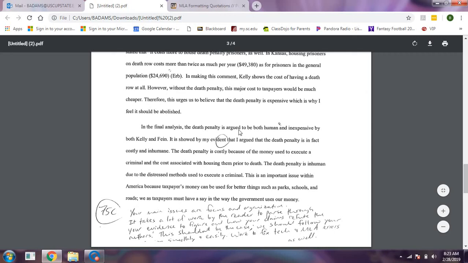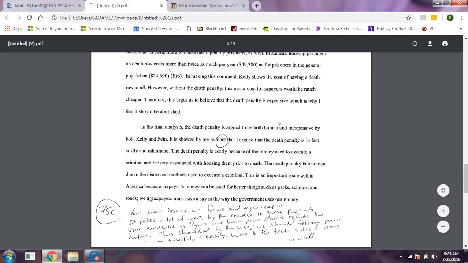In the final analysis, the death penalty is argued to be both humane, not human, and inexpensive by both Kelly and Fine. It is shown by my evidence that I argued that the death penalty is in fact costly and inhumane. Again, sloppy errors like this, so easy to catch. Don't let them walk out with errors like this. The death penalty is costly because of the money used to execute a criminal and the cost associated with housing them prior to death. The death penalty is inhumane due to the distressed methods used to execute a criminal.